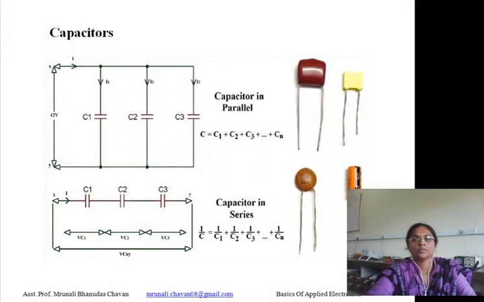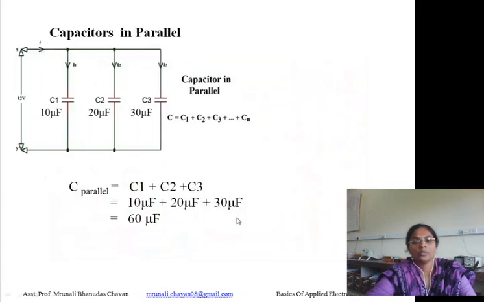In the last lecture, we had started capacitors. We had seen the different types of capacitors, the working principle of capacitors, and also introduced the capacitors in parallel and capacitors in series. In today's lecture, we are going to find out the value of capacitors when connected in parallel and equivalent capacitance when connected in series.